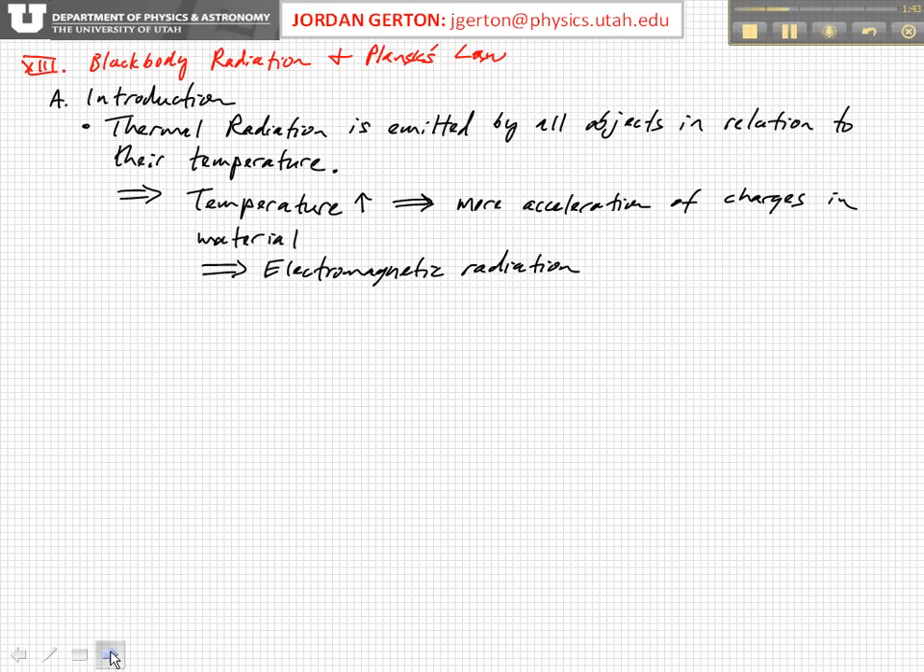Maybe we'd also expect that somehow the frequency of the radiation would change. Now we've discussed already, although we haven't really proven it yet, that the energy of light is given by its wavelength and its frequency, not by the intensity. And so we might expect its wavelength to shift with increasing temperature as well.